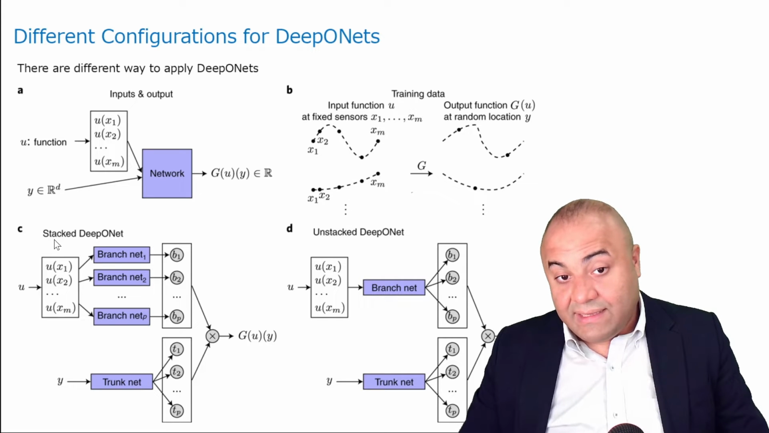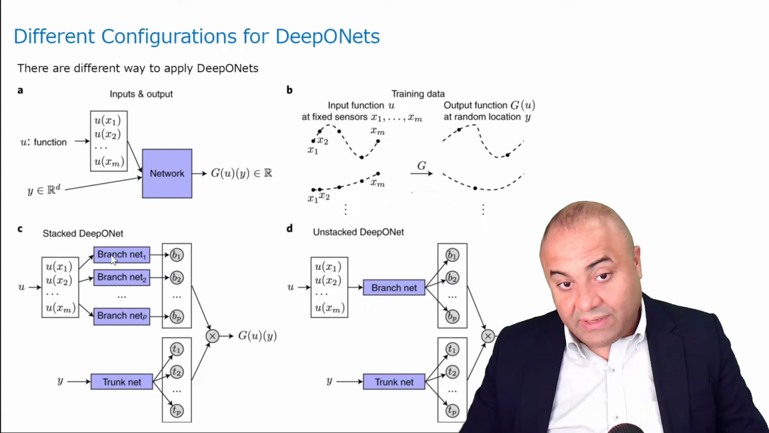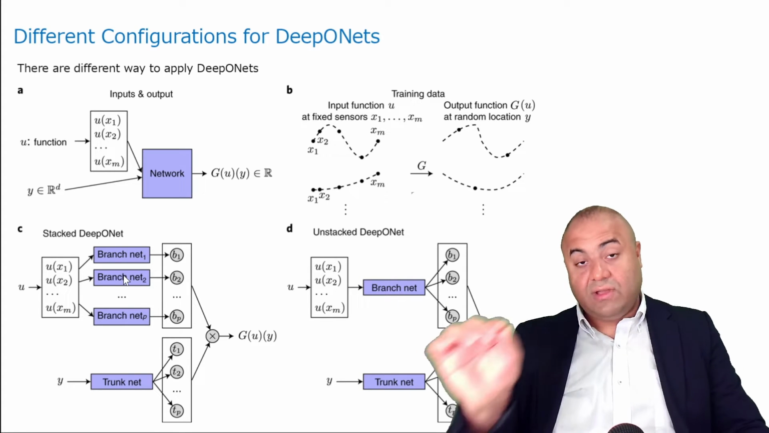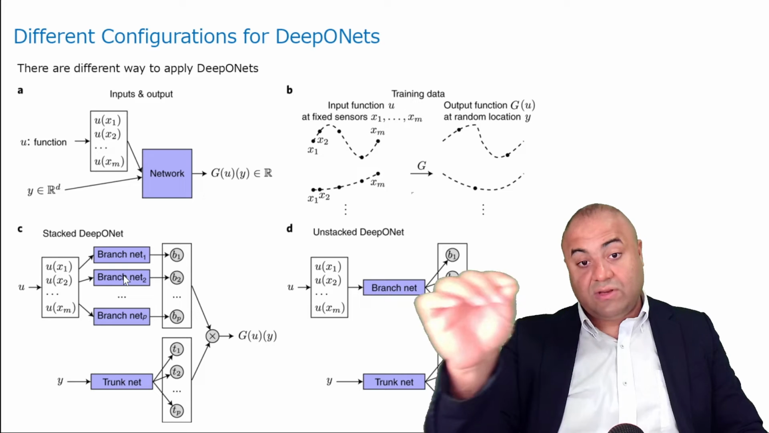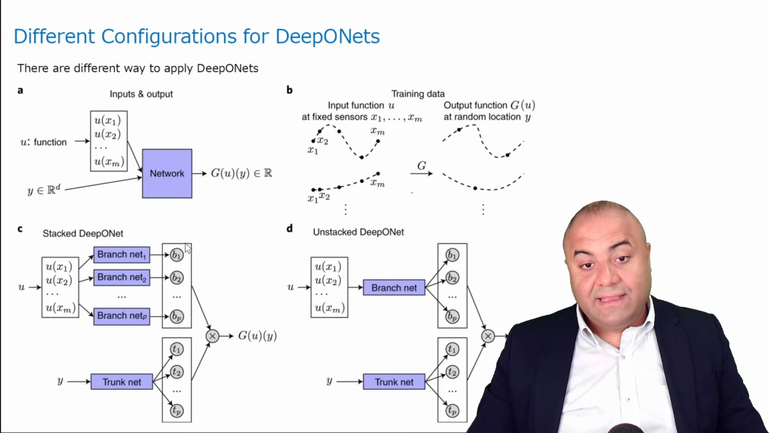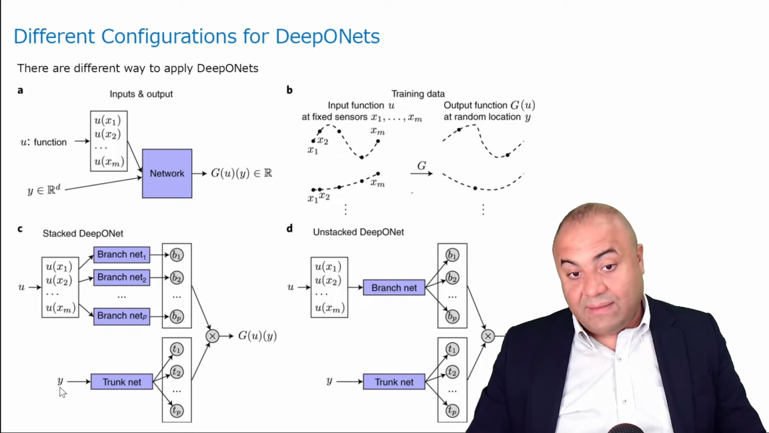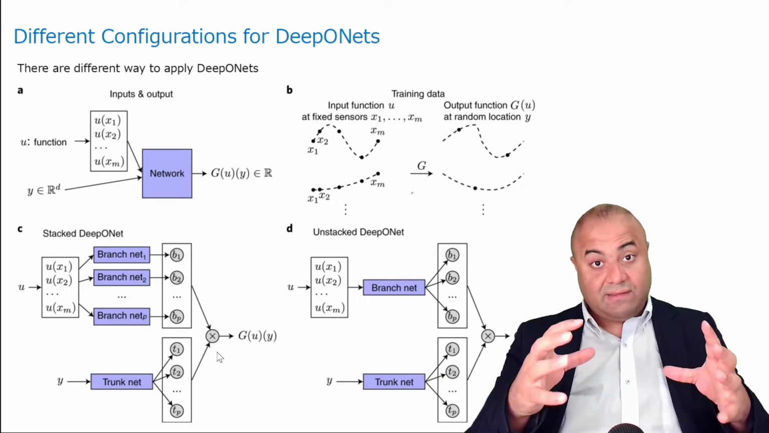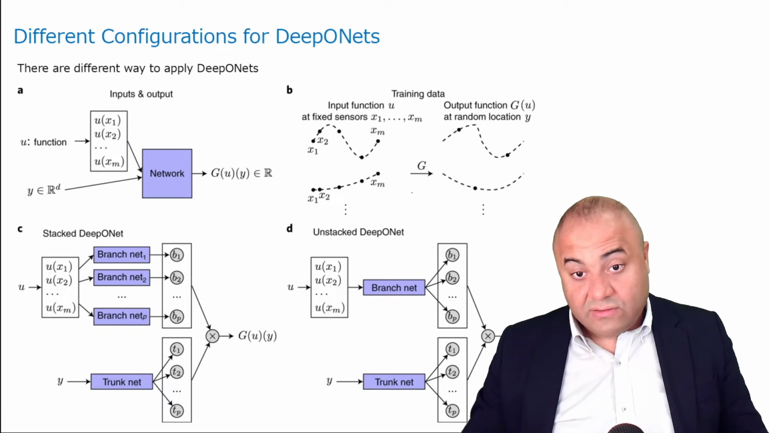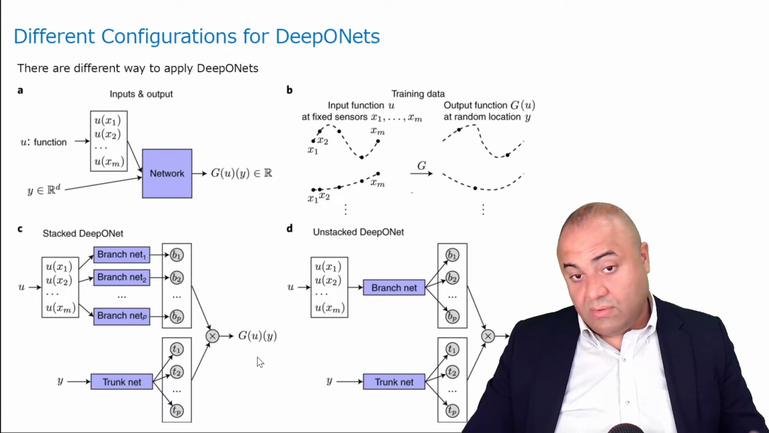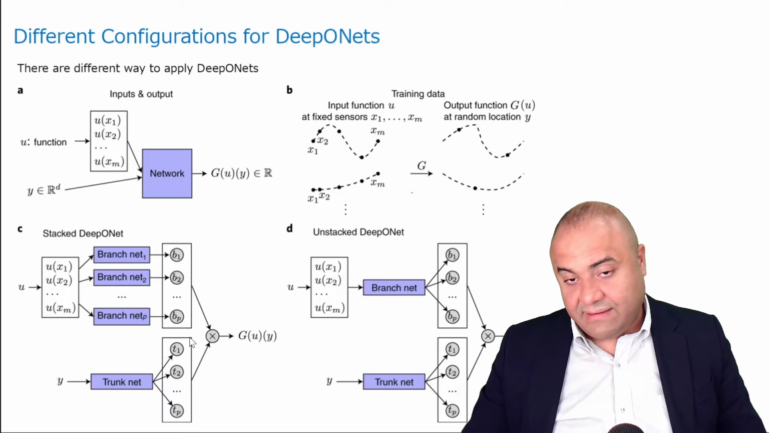Now, another configuration can have a branch network at every point. So every point of the whole function will go to a branch network, and at the end you will get this big latent space, and the same thing for the location in which you're trying to get the value, and then you multiply them to each other. All of this is just architecture.